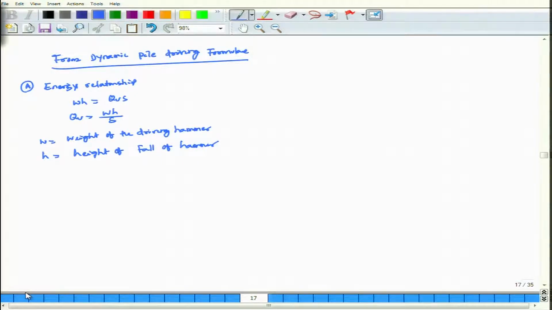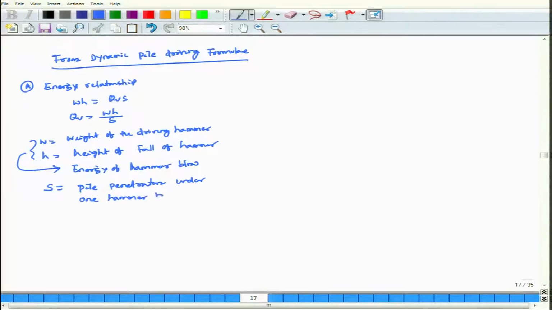WH is your energy of total WH. If I write it, this will be energy of hammer blow. Qu is your ultimate resistance to penetration, S is your pile penetration under one hammer blow. Qu S is the resisting energy of pile.